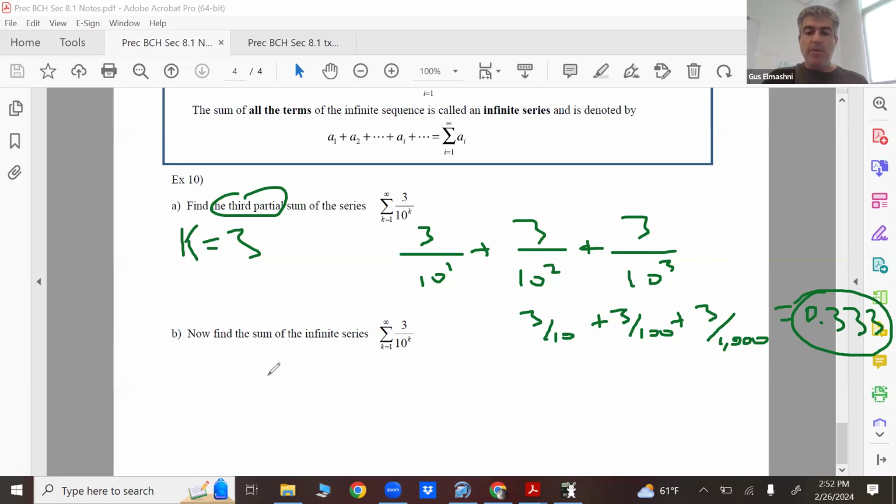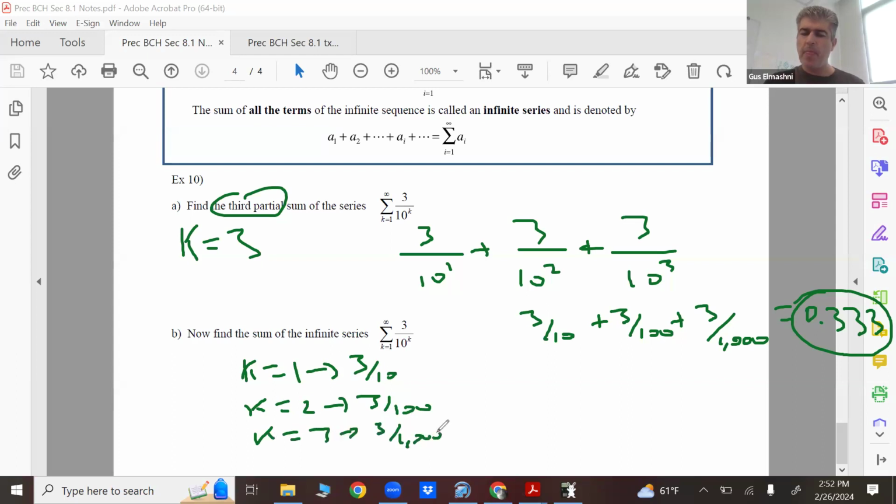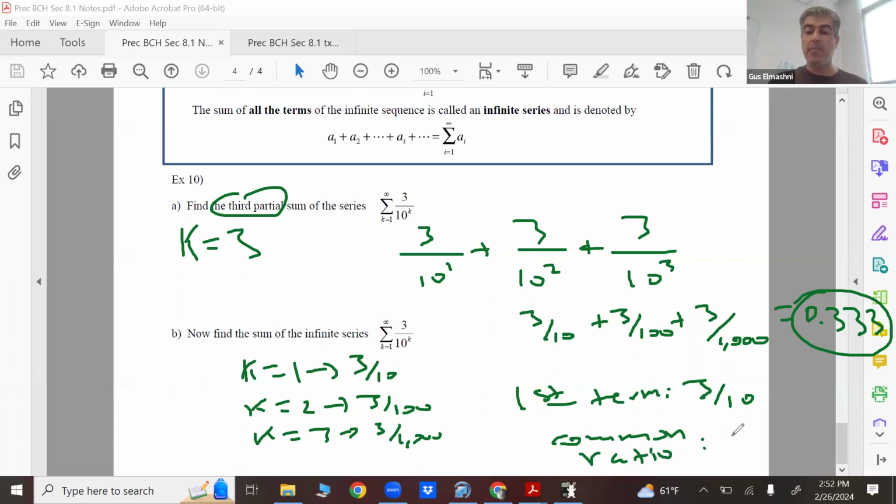I mean, for example, if k equals 1, I get 3/10, right? When k equals 2, when k equals 3. So what's the pattern here? What am I multiplying by over and over again? I'm multiplying by 1/10 every time, right? So the first term is 3/10. And the common ratio, what's the common ratio here, guys? What's the number I'll multiply over and over again? 1/10, right?